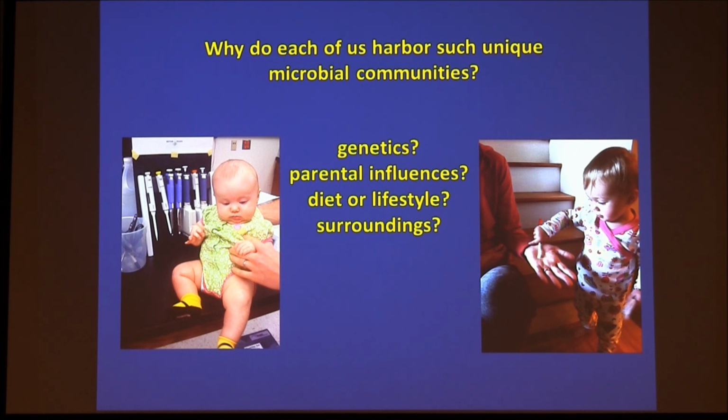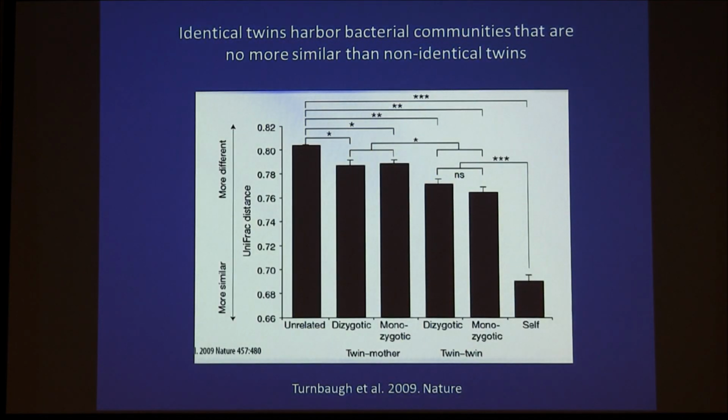So the question is, we're all very individual, so why? Why do we harbor such unique communities? And we know that it's not simply a matter of genetics. Genetics may be involved, but you can't predict what types of bacterial communities are found. In this case, we're showing data from the gut. And these are data from Pete Turnbaugh, who's now at Harvard here. But basically he showed that identical twins harbor bacterial communities that are no more similar than non-identical twins. So it's not simply a matter of genetics. And this was with gut communities, but since then they've shown this to also be true for mouth communities and skin communities.